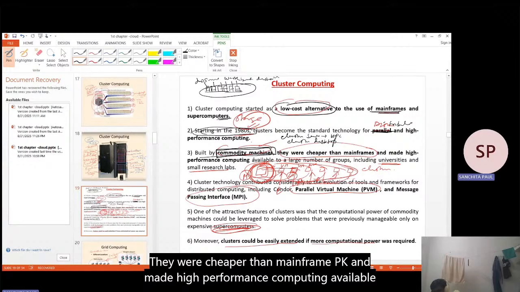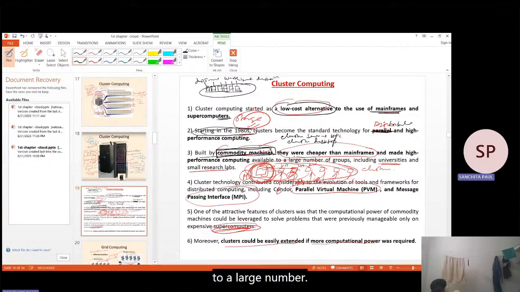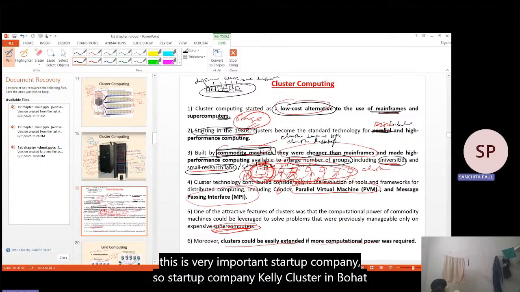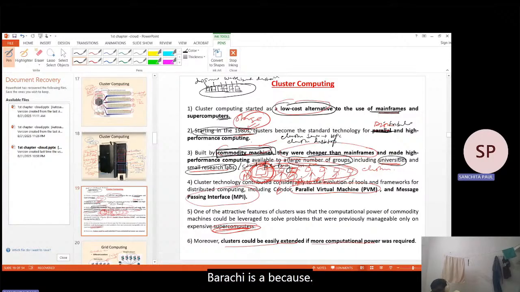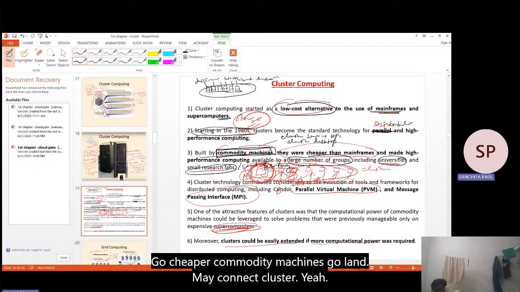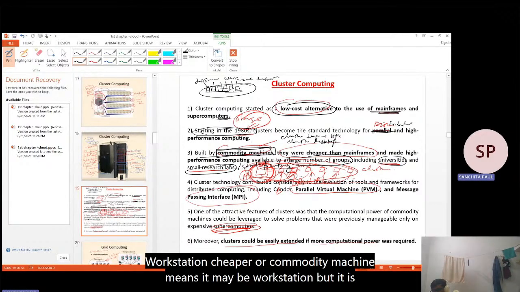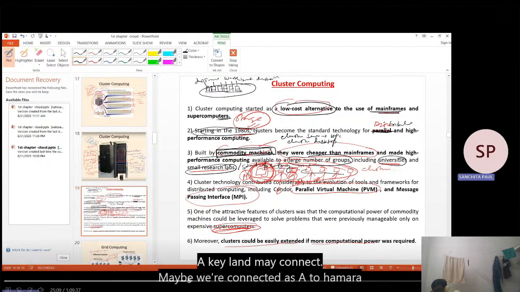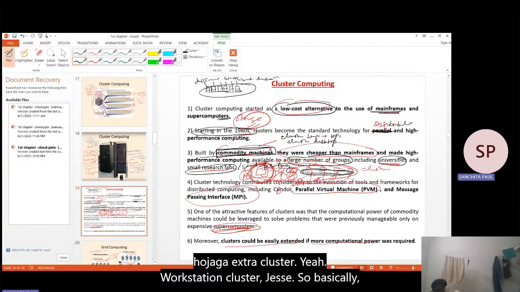ठीक है, and made high performance computing available to a large number of groups including universities and small research labs और startup company. This is very important. तो startup company के लिए cluster एक बहुत बड़ा चीज है, because बहुत cheaper commodity machines को LAN में कनेक्ट करके एक क्लस्टर बनाया जाता है. या workstation भी हो सकता है, but it is cheaper than the mainframe. ओके, सो ऐसे ही commodity machines को अगर आप एक ही LAN में कनेक्ट कर लो, तो वो हमारा हो जाएगा डेस्कटॉप क्लस्टर या वर्कस्टेशन क्लस्टर.